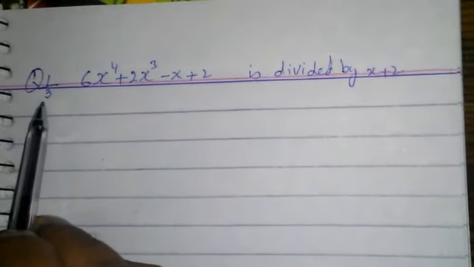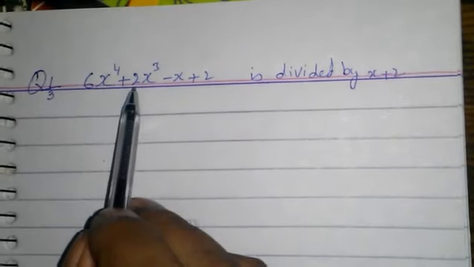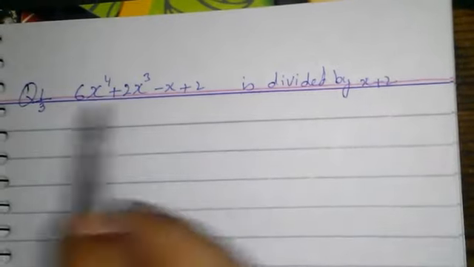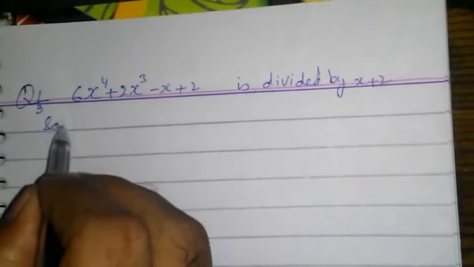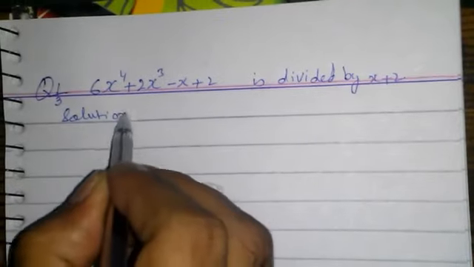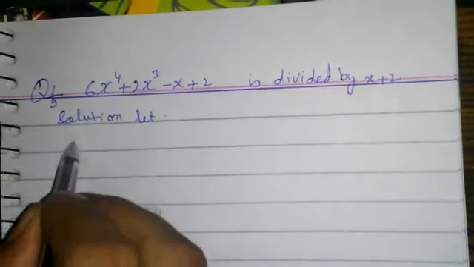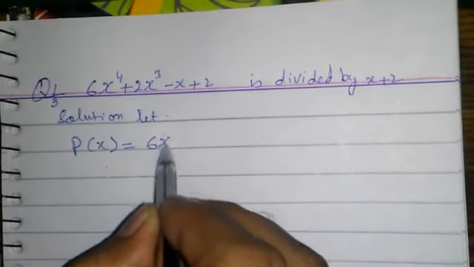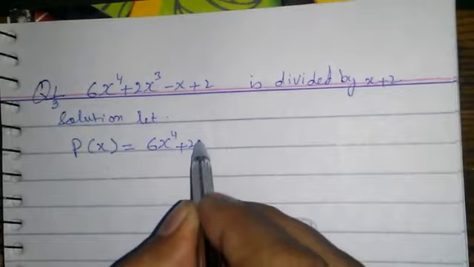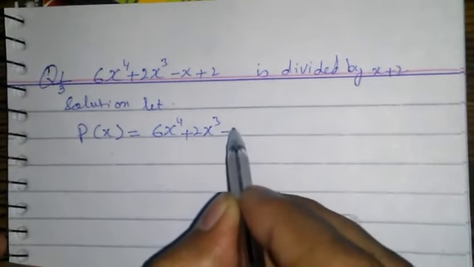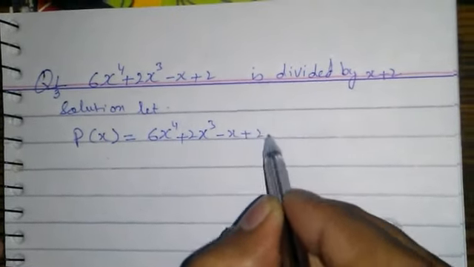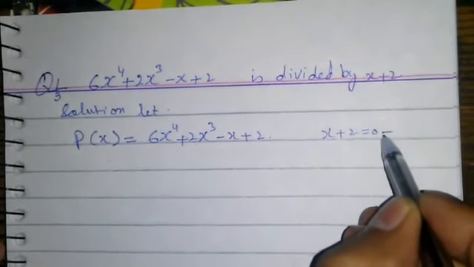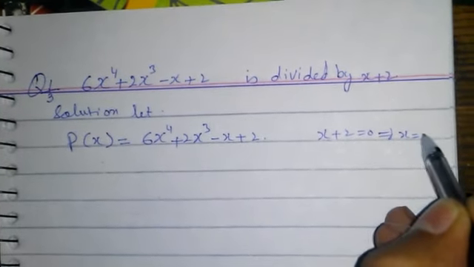Question number 1, part number 3. 6x to power 4 plus 2x cube minus x plus 2 is divided by x plus 2. Let's solve this. Solution. Let p of x is equal to 6x to power 4 plus 2x cube minus x plus 2. Now x plus 2 is equal to 0. This implies x is equal to minus 2.